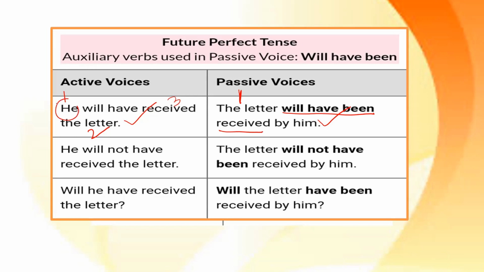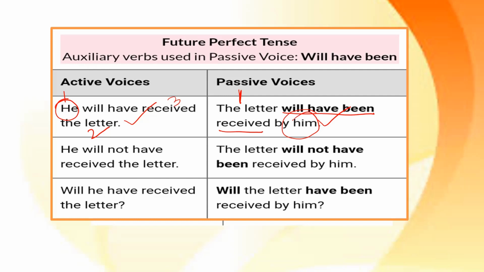Because there in the active voice, he is the subject. It has become the object in the passive voice. So here it is him. Next, see the second example. He will not have received the letter. Then in passive voice, the letter will not have been received by him.